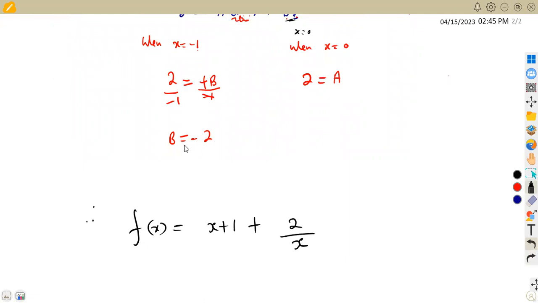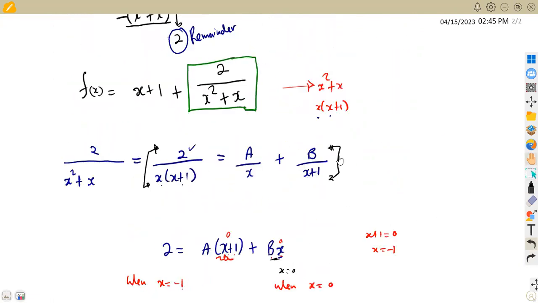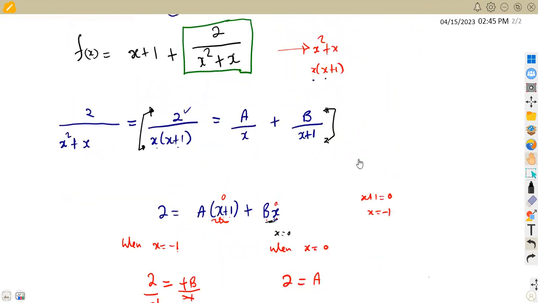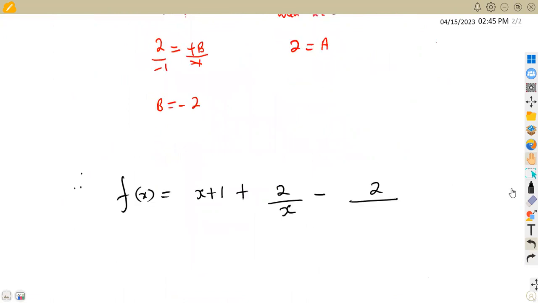We move on to b, which is minus 2. So it is going to be minus b, which is minus 2 over x plus 1. That is our b, which is minus 2. So that's minus 2 over x plus 1. So this is what we're going to have at the end. All right, so this is our f of x.